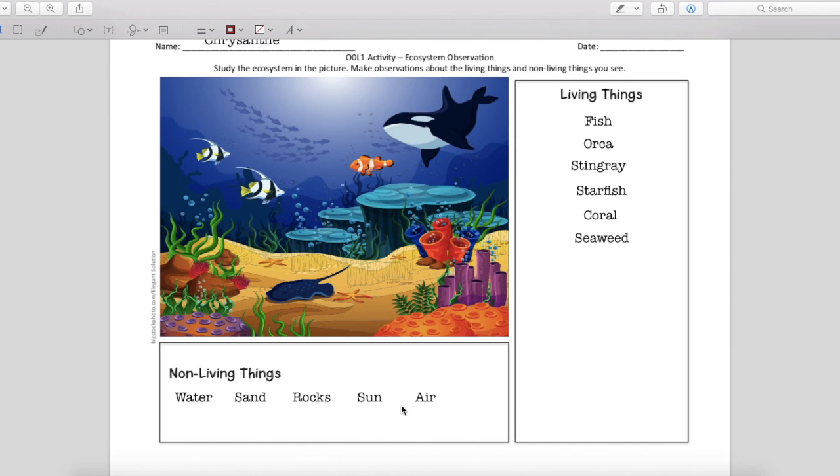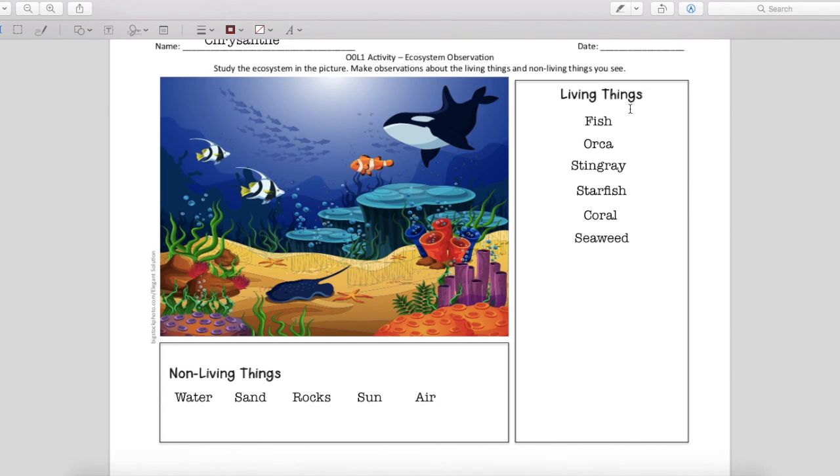So now that we've looked at this specific ecosystem together, you are going to pick one of the other two ecosystems that are on the same worksheet, either the backyard ecosystem or maybe the woodland ecosystem, and do the exact same thing, naming as many living and non-living things as you can see. Once you've come up with your list of living and non-living things in the picture, you can put them in the chart just like we did with this ocean ecosystem.